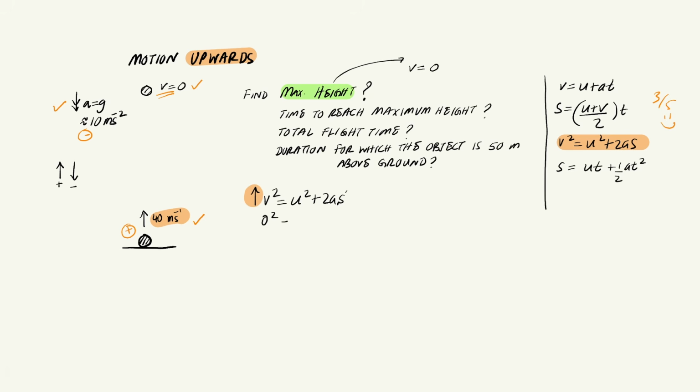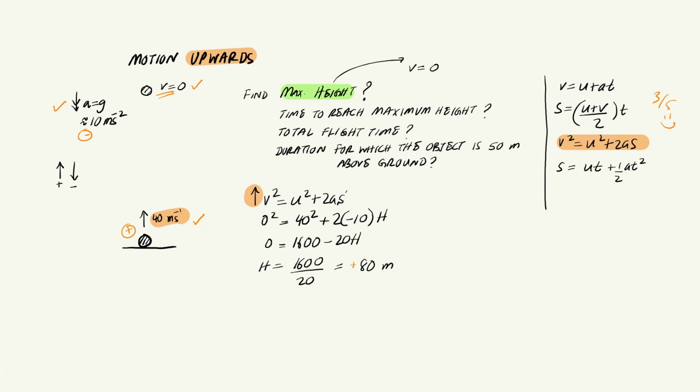Substituting in, 0 squared equals 40 squared plus 2 times minus 10 times h. 0 equals 1,600 minus 20h. Rearranging for h, we get h equals 1,600 over 20, which is 80 meters. And notice, this comes out positive, which makes sense, since the object ends up somewhere above its starting point, in the direction we defined as positive.